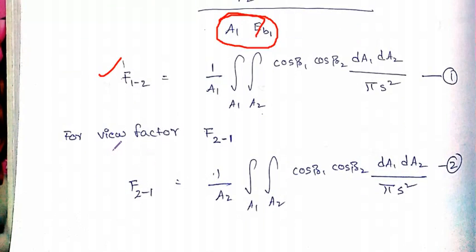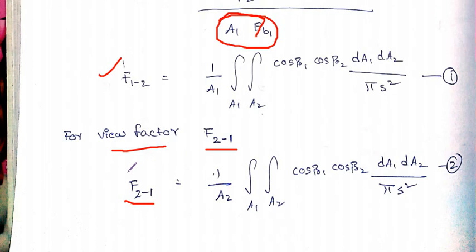The vice versa of this will be like this, F2 to 1, that is the reverse. In the reverse case, the view factor for the surfaces 2 and 1 is F2 to 1. The expression for it is 1 by A2, integral A1 integral A2, cos beta 1 cos beta 2 dA1 dA2 by pi into S square. So in this case, we can express it like this.